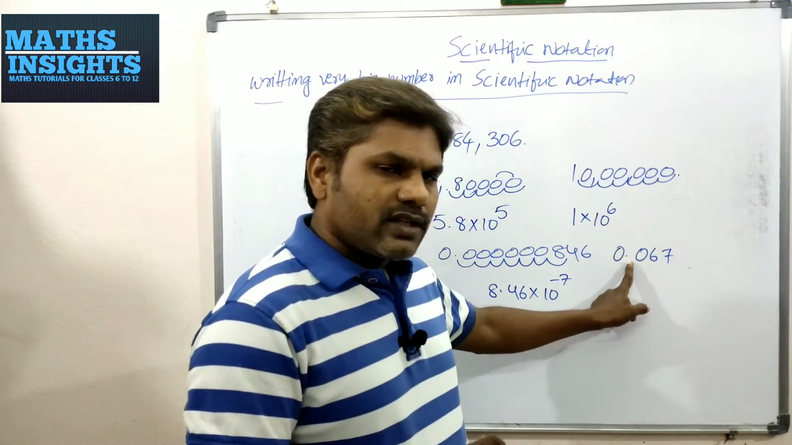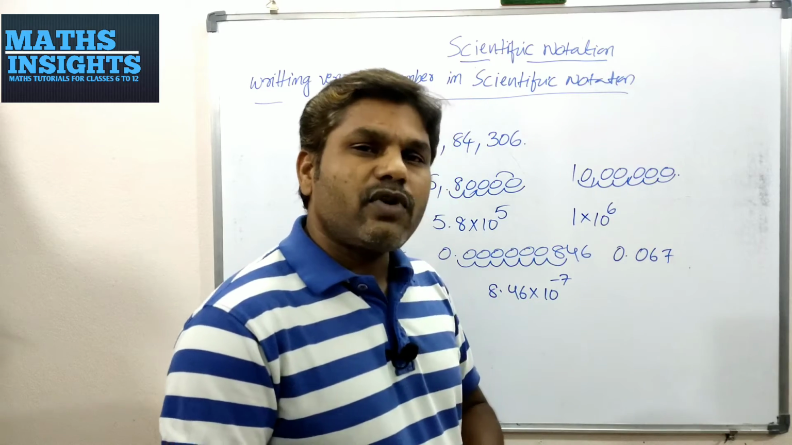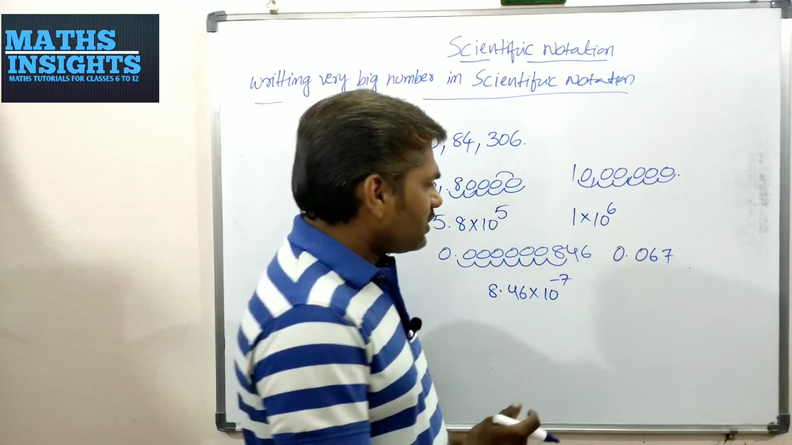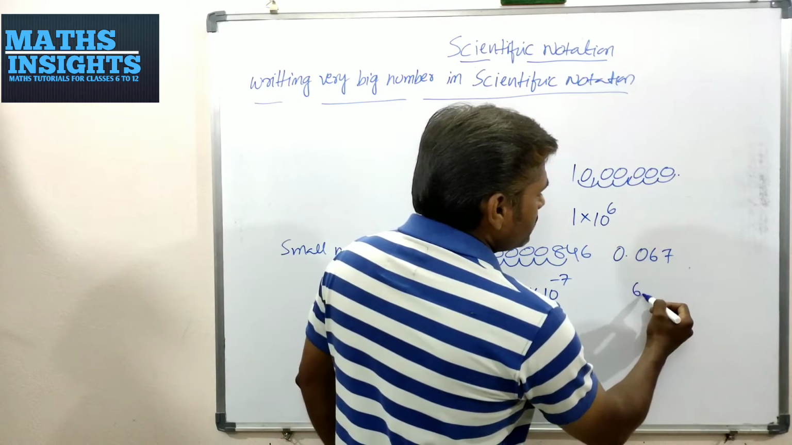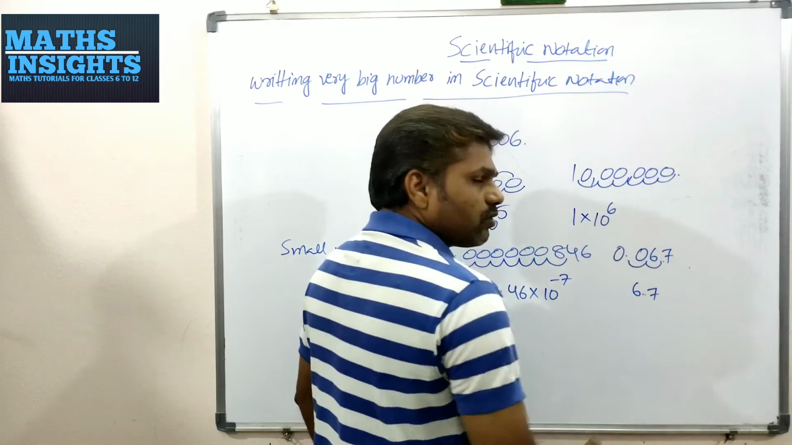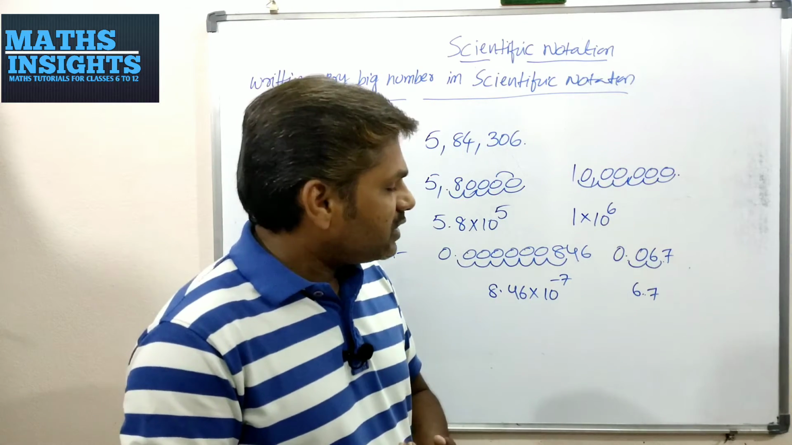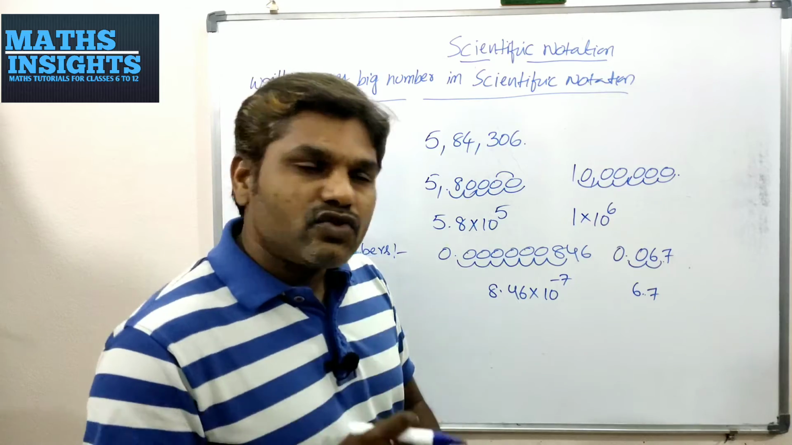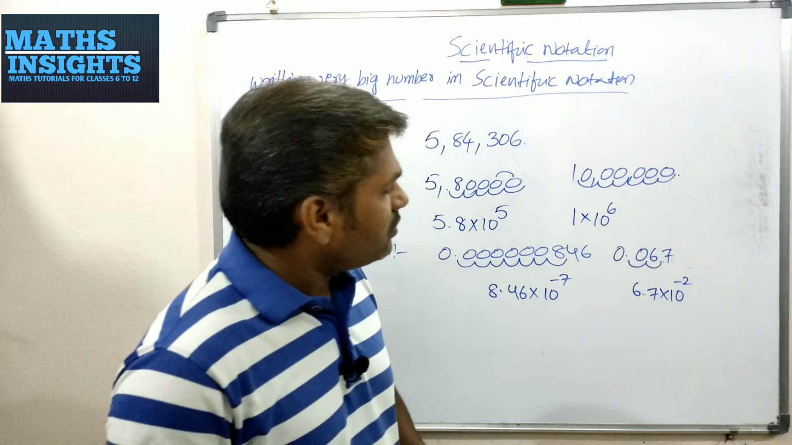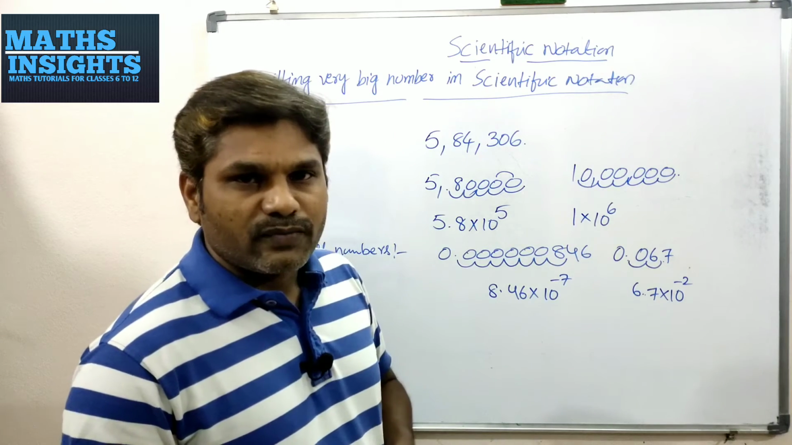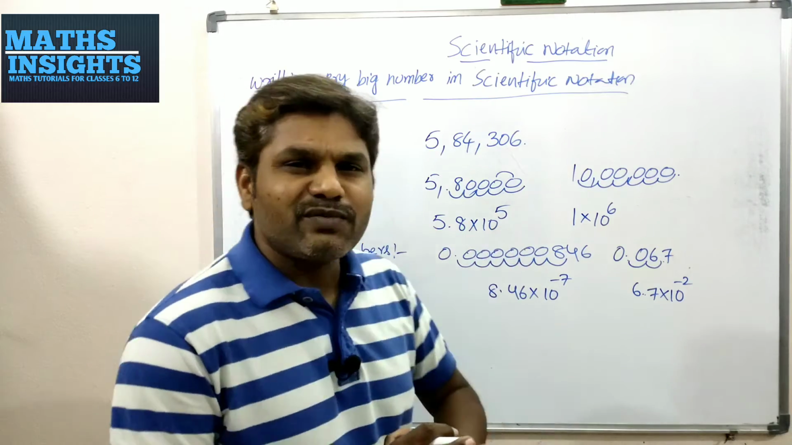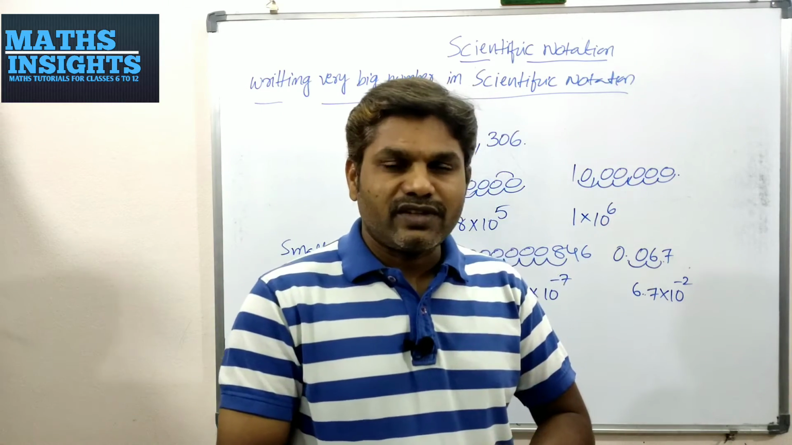The decimal point is here. I want to write it as 6.7, which is very convenient to me. Therefore, I am moving the decimal point from here to here, means 1, 2 places. So I have to multiply it with 10 raised to minus 2: 6.7 into 10 power minus 2. So from these examples, it is very clear what is meant by a scientific notation.